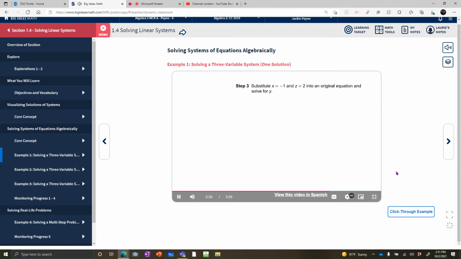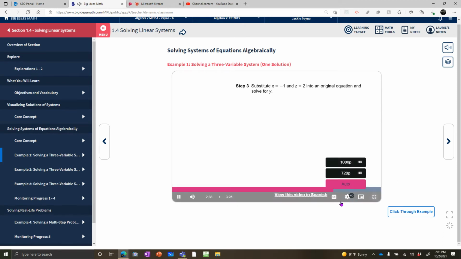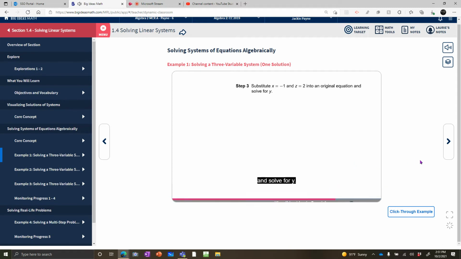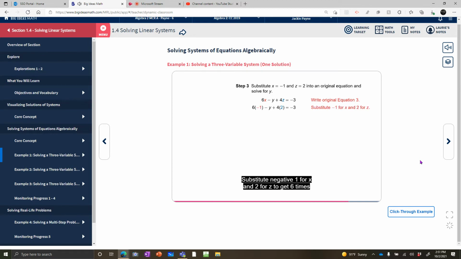Step 3. Substitute x equals negative 1 and z equals 2 into any of the original three equations and solve for y. First, write original equation 3: 6x minus y plus 4z equals negative 3. Substitute negative 1 for x and 2 for z to get 6 times negative 1 minus y plus 4 times 2 equals negative 3. Solve for y: y equals 5.